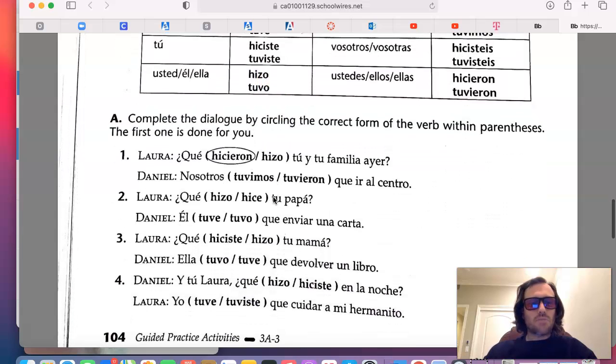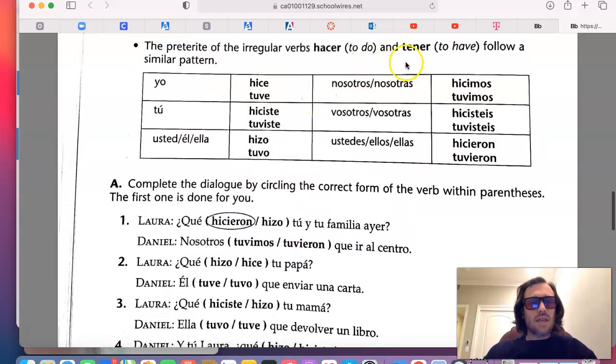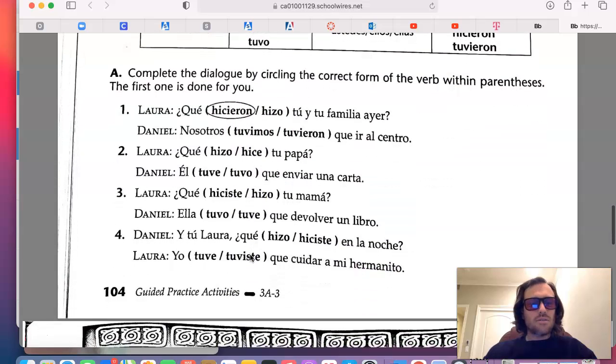So for part A on page 104, circle the correct form of the verb that's provided there in parentheses. In this case, you have the verbs hacer and tener. So circle the correct conjugation according to the context, the subject provided. And remember that the subject in the form of a question will come after your verb conjugation. Syntax is switched a little bit. So you're going to be looking for the subject here.